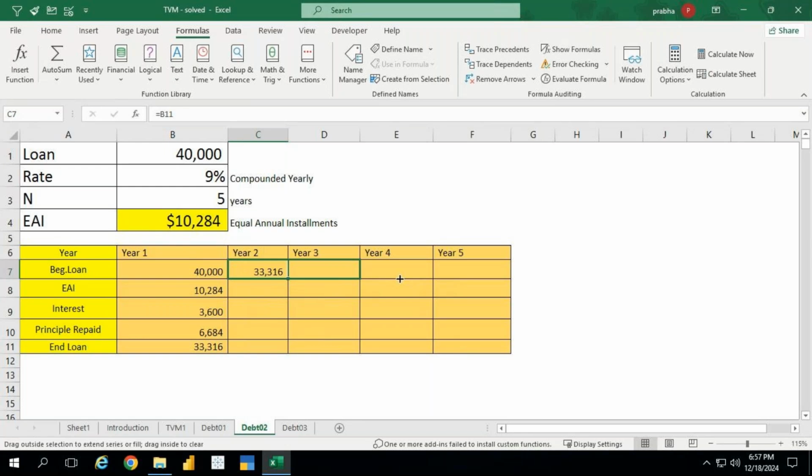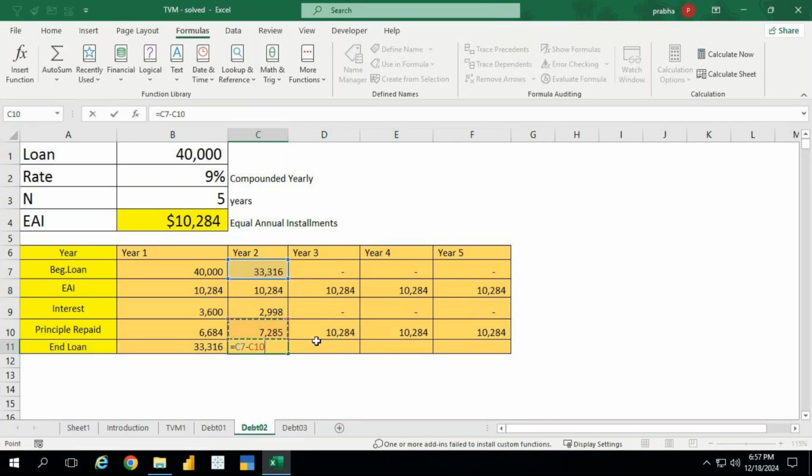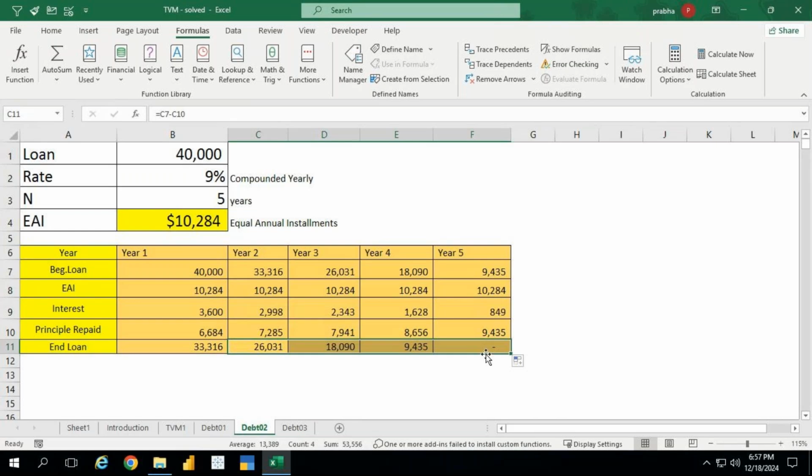I'll come here and apply the fill handle. EAI is going to remain the same throughout all the 5 years, so I'm going to take the previous year value and apply the fill handle. Interest will be beginning loan into 9%, so I'll apply the fill handle over here also. Principal repaid will be EAI minus interest, so I'll apply the fill handle. End loan will be the beginning loan minus principal repaid. So at the end of the year, the amount will become 0.